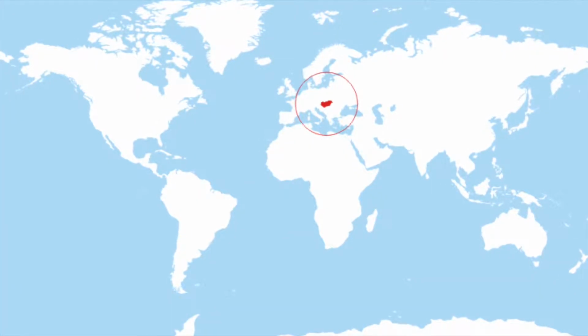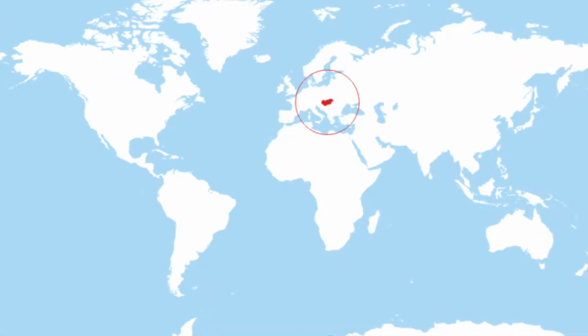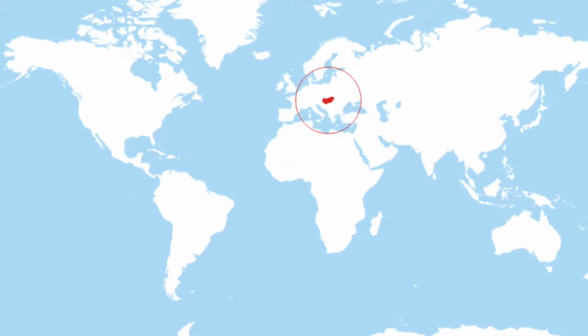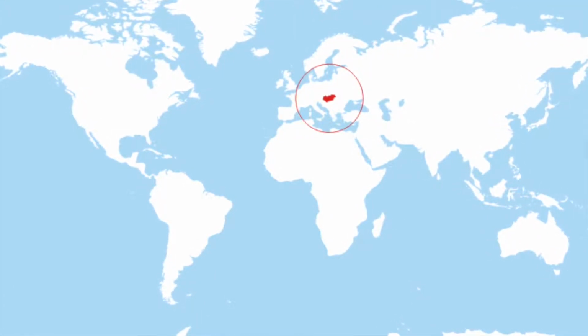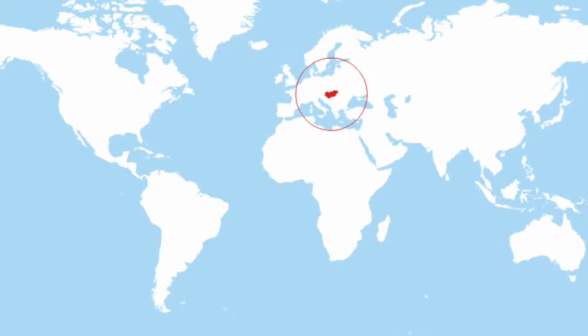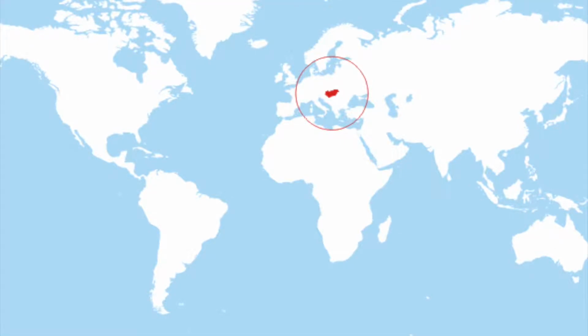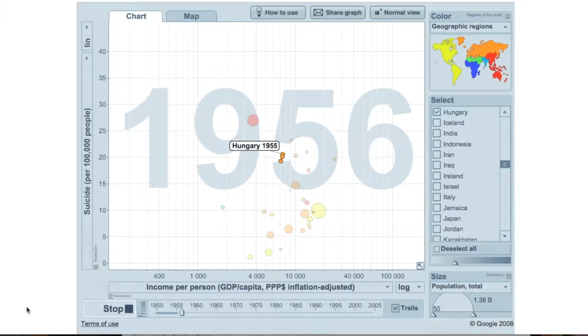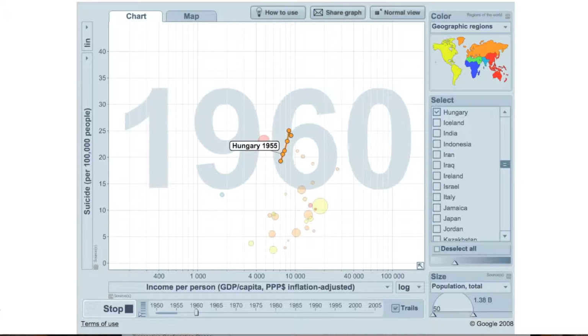Hungary is a landlocked country in the center of Europe between Romania, Austria, and Slovakia. Today, Hungary has a high-income economy with a very high Human Development Index. Although suicide rates are overall high in Northern and Eastern Europe, the suicide rates are particularly high in Hungary, with the highest in the world for a majority of the time from 1960 to 2000.